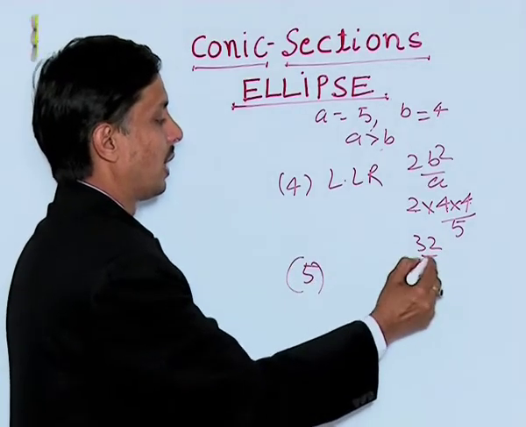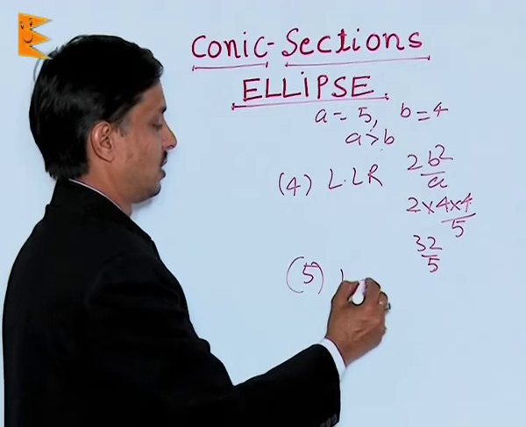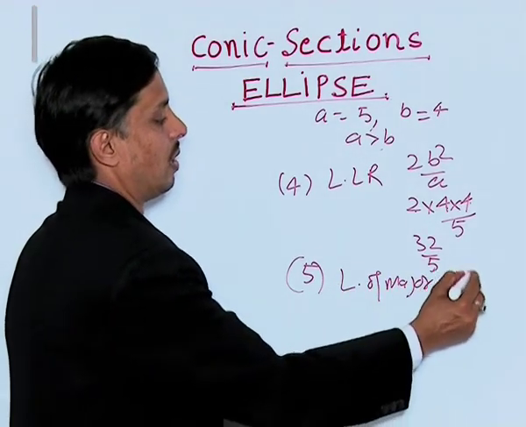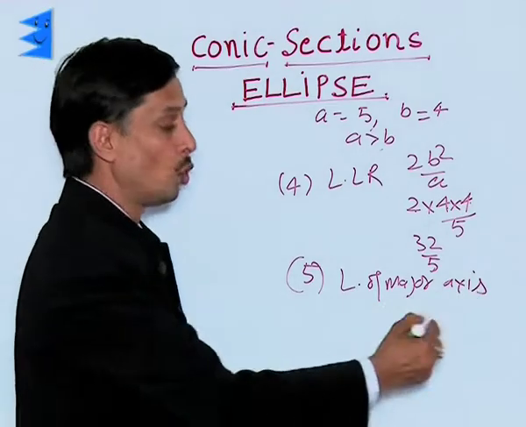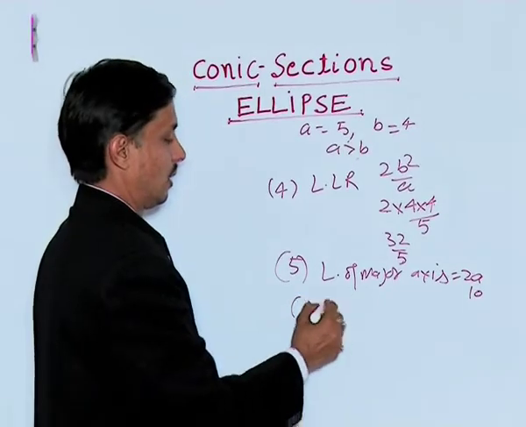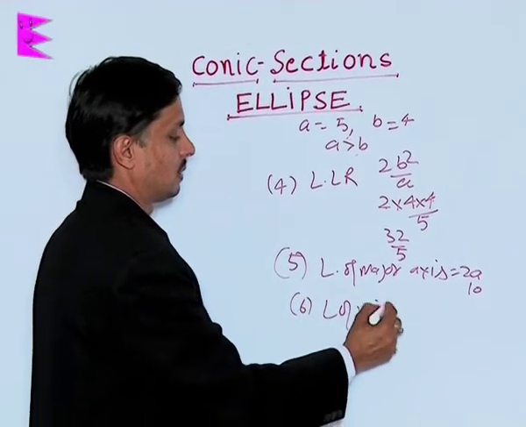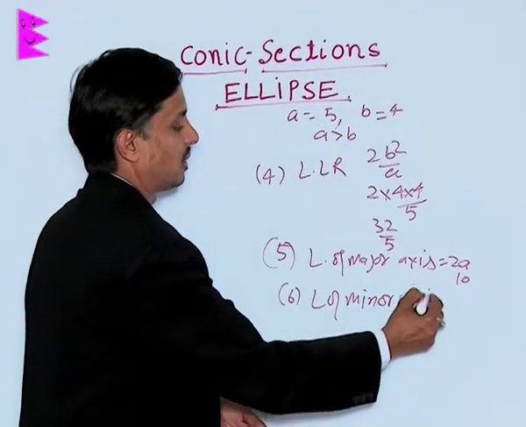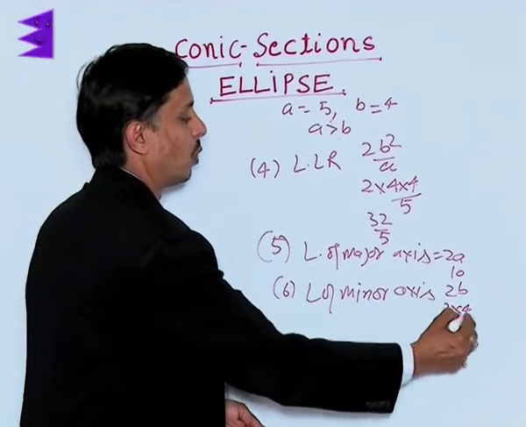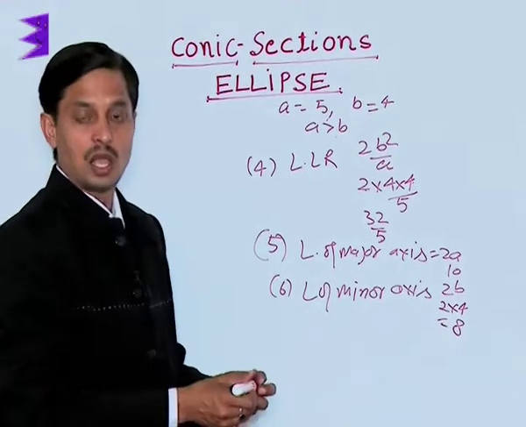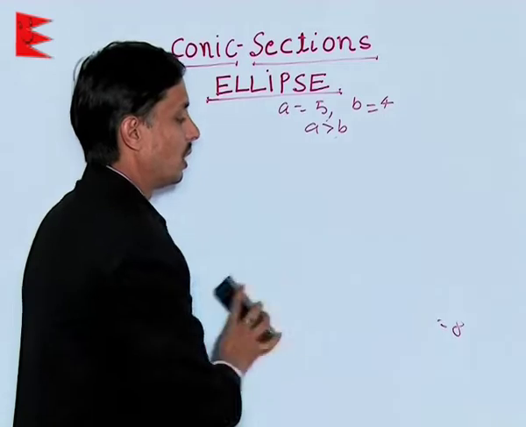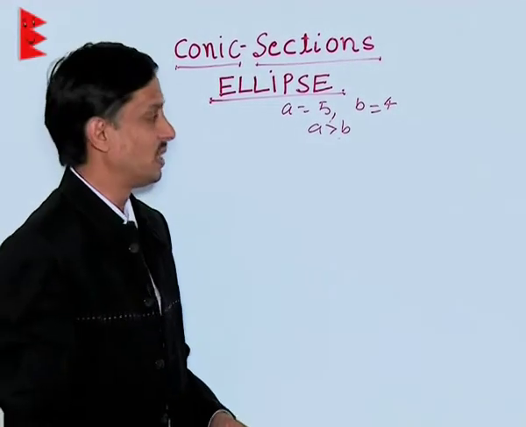Now I would like to tell you the length of the major axis. The major axis is given by 2a, that is 2a means 10. Then the length of the minor axis is given by 2b, that is 2 into 4 gives us 8. Now the next information: what is the equation of the major axis?